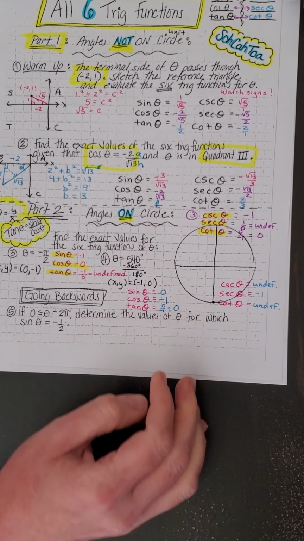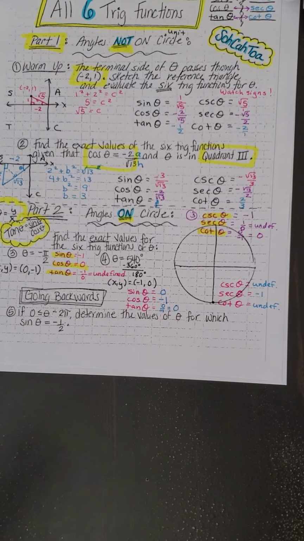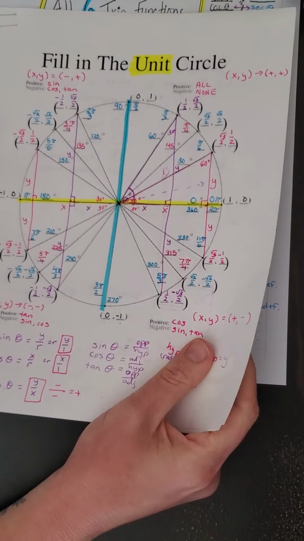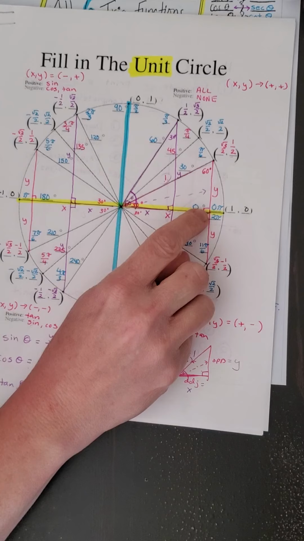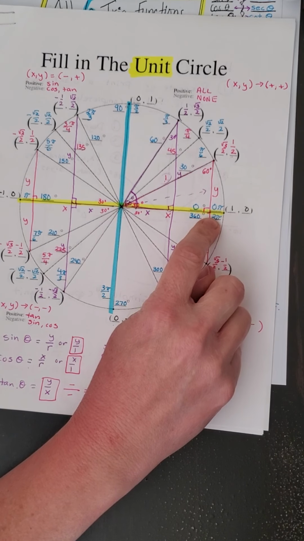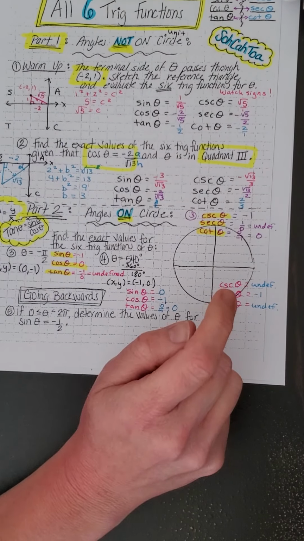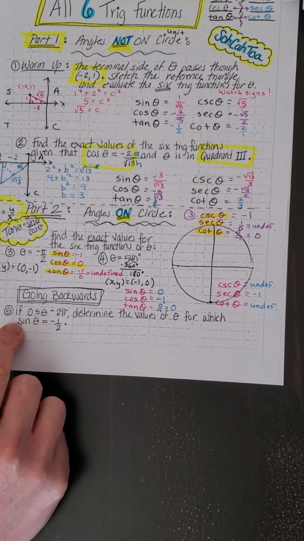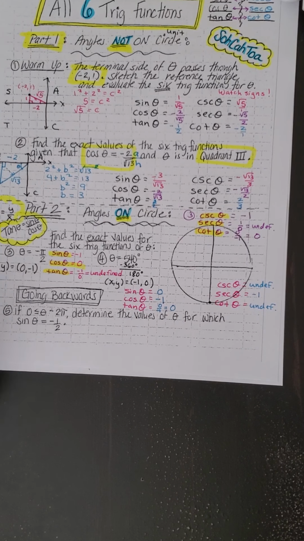All right, working backwards. It says 0 is less than or equal to theta is less than 2 pi. So they're telling you that the angle is from 0 degrees to 2 pi degrees. So we're not going to go past 360 degrees. Determine the values of theta for which sine theta equals -1/2.